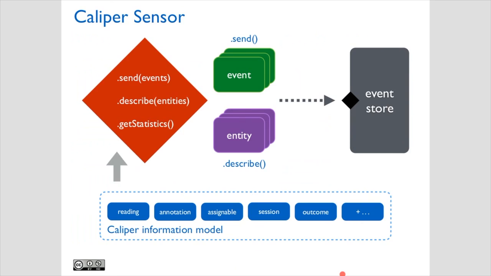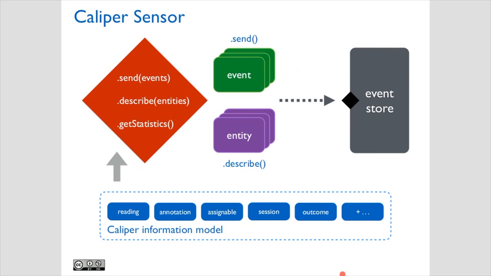The Caliper sensor is actually simpler than... Let's not call it simpler. No, it's less well developed than the xAPI APIs, and I should say it's a plural.